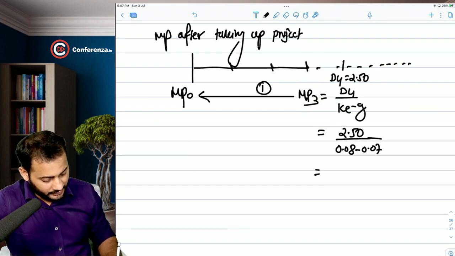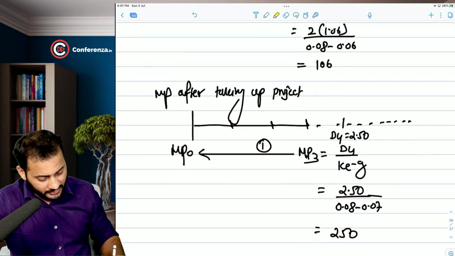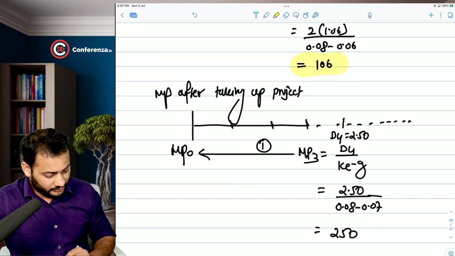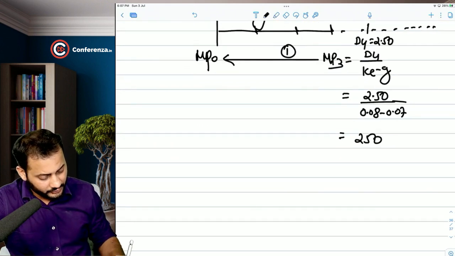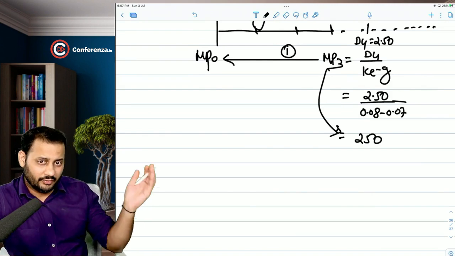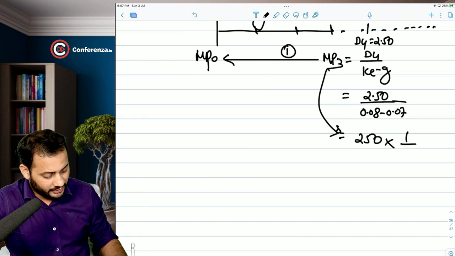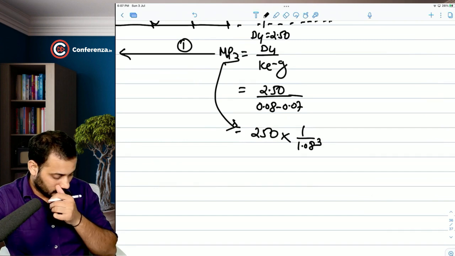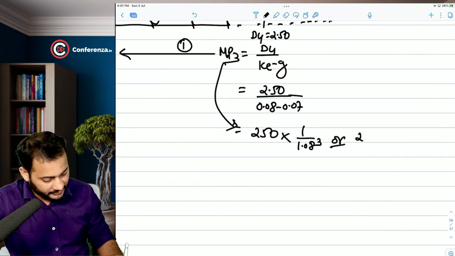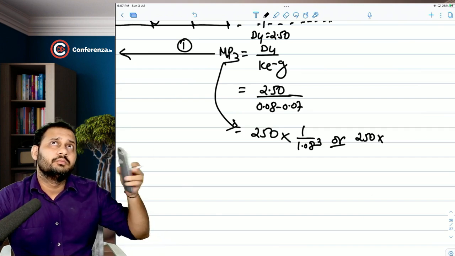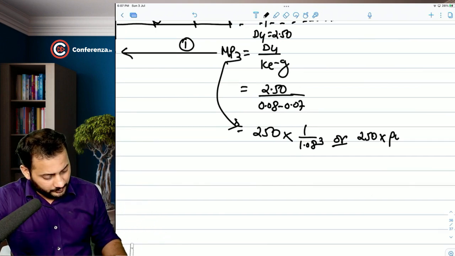So if you do the calculation, it becomes 250. So yes, the market price is changing from 106 to 100. We have to calculate the present value also, right? So this is just 250 market price for third year end. But now we have to take it to the 0th point. So 1 divided by 1.08 to the power 3. Or you can write it like this, 250 into present value factor at 8% for third year.